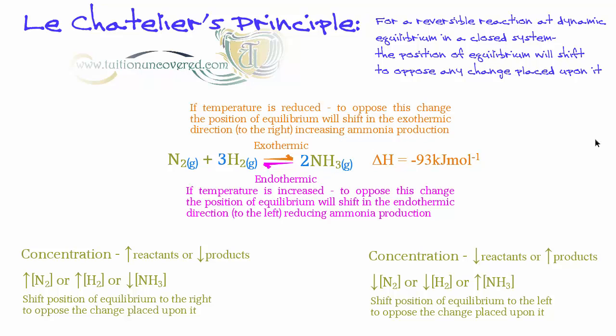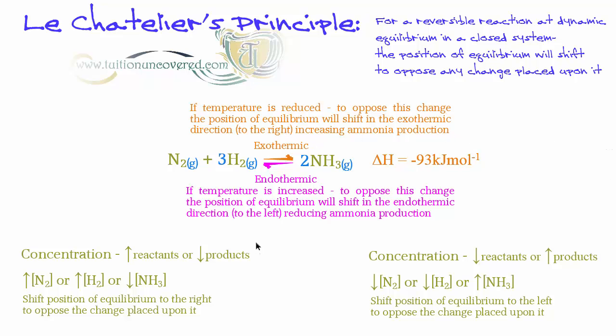So, when you have an exam question, if the temperature is being reduced, to oppose this change, the position of equilibrium will shift in the exothermic direction should be your line. Then you look at your reaction and decide if it's left or right. In this case, okay, it was to the right, so I said to the right, increasing ammonia production.